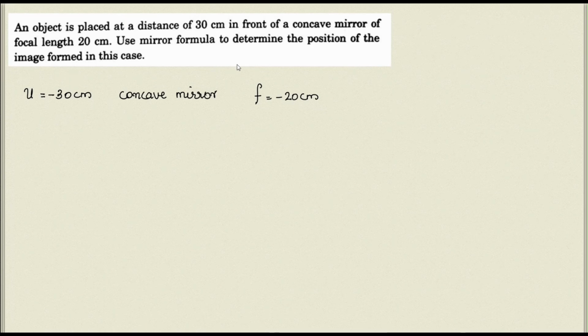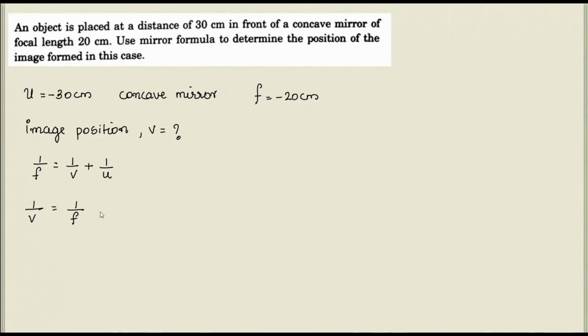Now we are asked to find the position of the image formed in this case. So image position can be found using image distance, that is v. So we have to find the value of v. Now, according to the mirror formula, we know 1 by f is equal to 1 by v plus 1 by u. Simply we have to find the v value. So take 1 by v is equal to, what is it? 1 by f minus 1 by u. Yes, correct. Now substitute the given values.